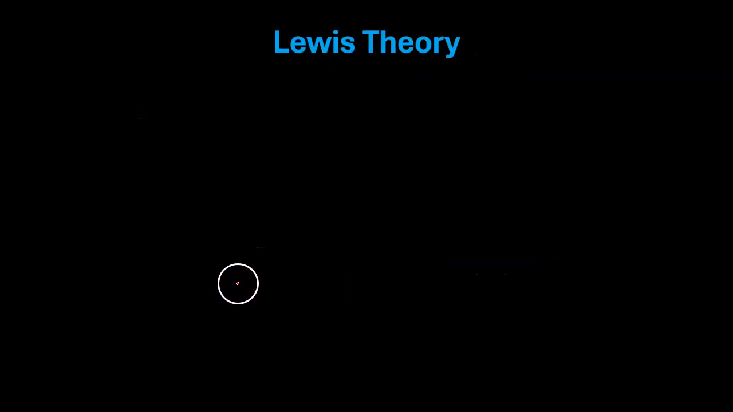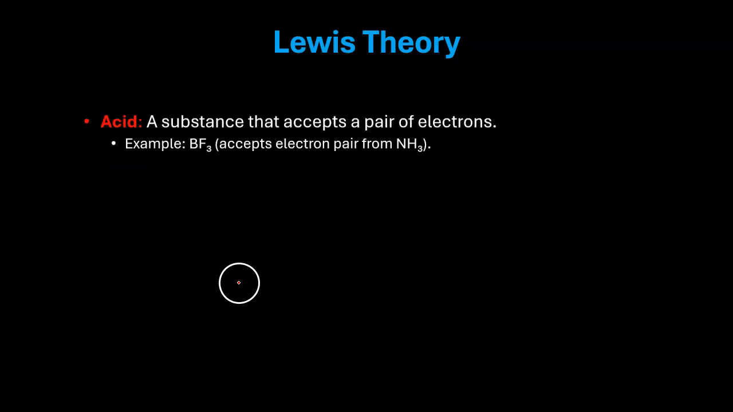Next theory, that is Lewis acid base theory, or also it is called Lewis theory. An acid is the substance that accepts a pair of electrons. For example, BF3, or there are some examples also like AlCl3. The center is always a metal and the remaining part is non-metallic.